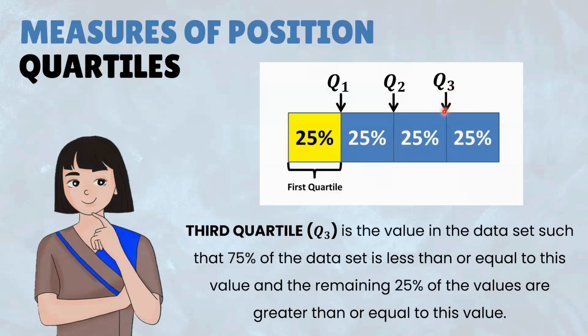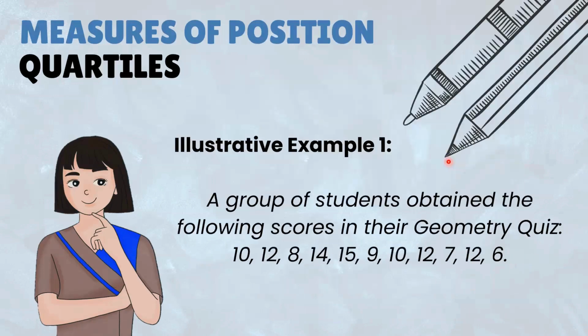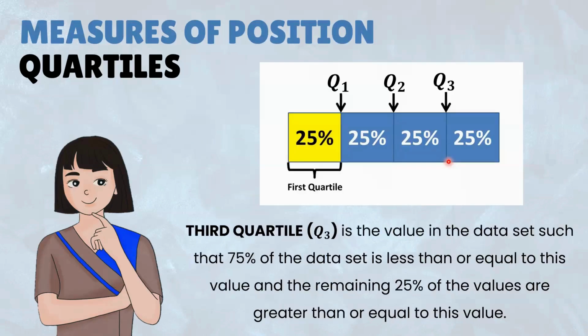Moving on, quartile 3 is a value in our data set such that 75% of the data set is less than or equal to our quartile 3 value, and the remaining 25% is greater than or equal to this value. So again, in a given data set, there are three quartile values that we have: quartile 1, quartile 2, and quartile 3.